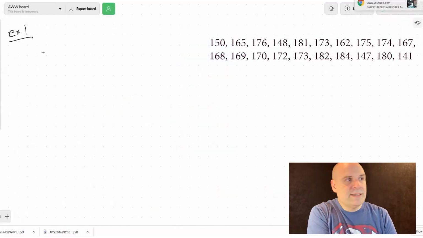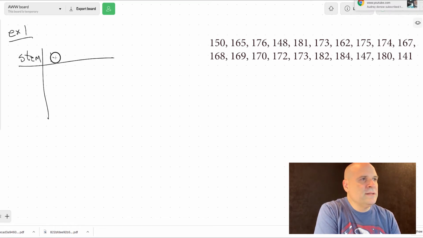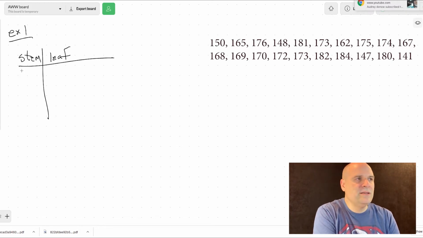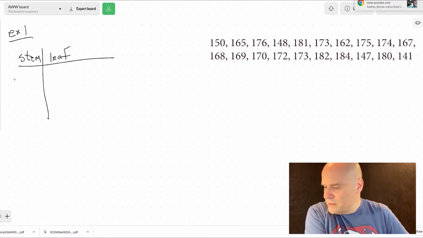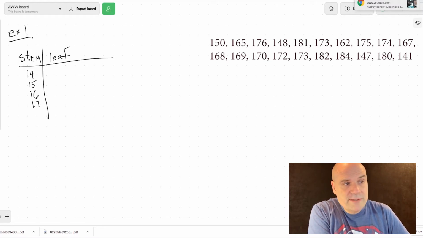All right, so let's create a stem and leaf plot here. So here are our stems, and on this side are our leaves. I think you still use the same plural of leaf in this. Okay, so our first stem is 14, and then we have 15. So 140-something, 150-something, 160-something, 170-something, and 180-something.